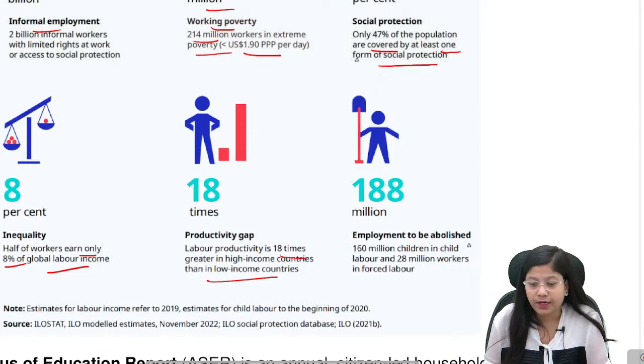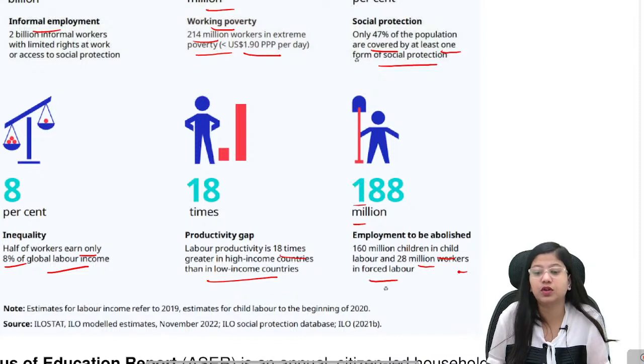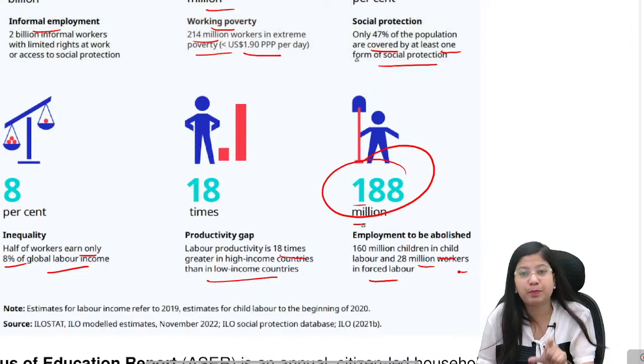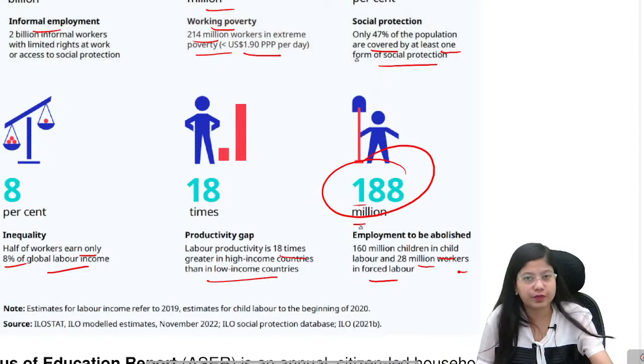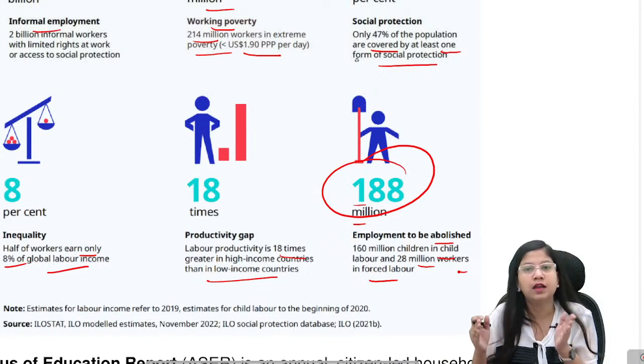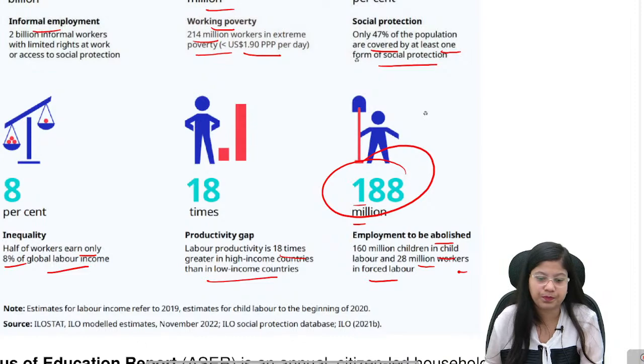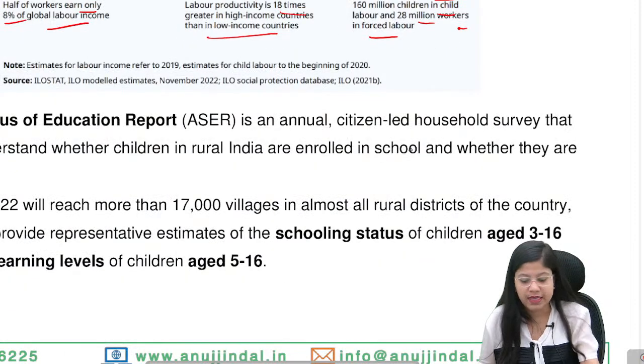Then employment, 118 million people's employment to be abolished. 116 million children are in child labor and 28 million workers are in forced labor. So this data, these many people should be put out of the workforce. Okay, because they are either child labor or they are forced to work. Okay, so this is something that needs to be abolished. So this was the data.